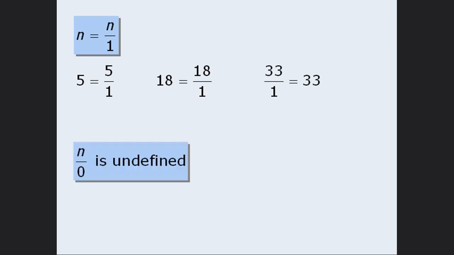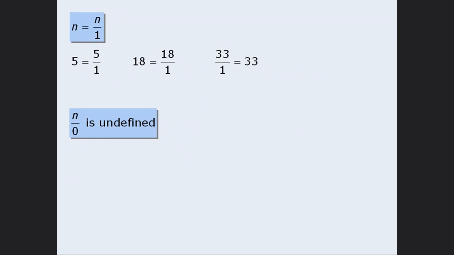Another important property is that any number n over 0 is undefined. In other words, we cannot assign a value to this fraction. Here's why. If we think of fractions as representing division, then dividing by 0 is the same as asking how many times 0 will divide into the numerator, and as you can see, this is impossible to compute.